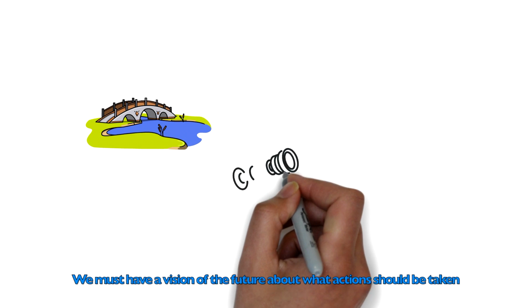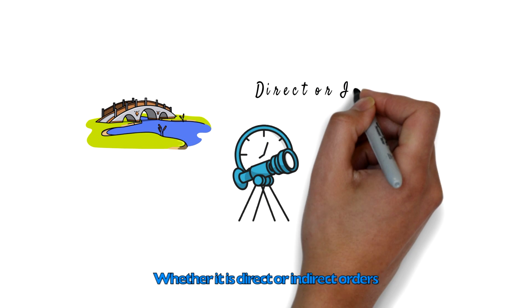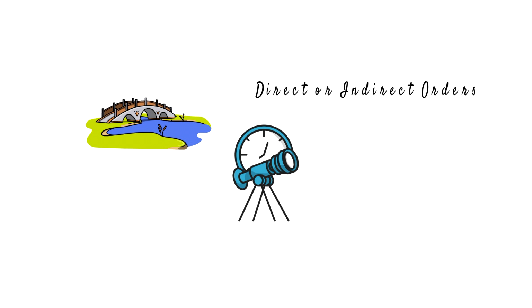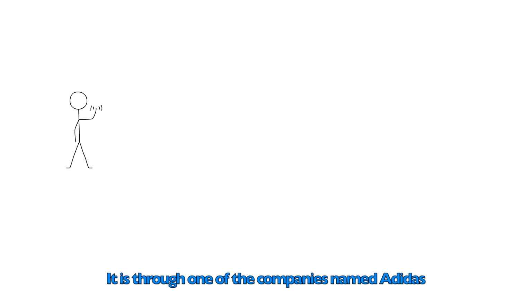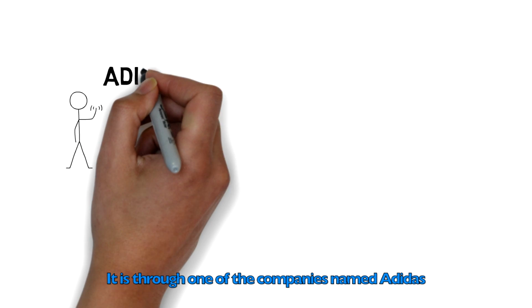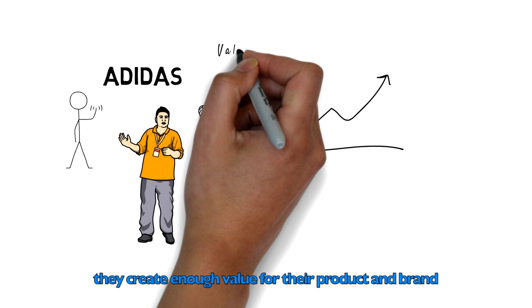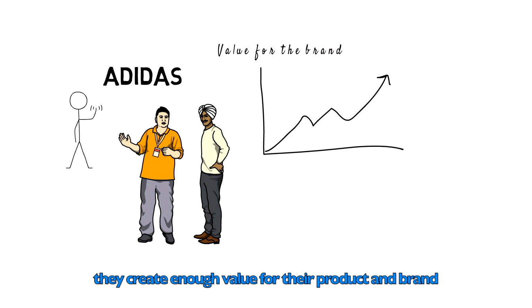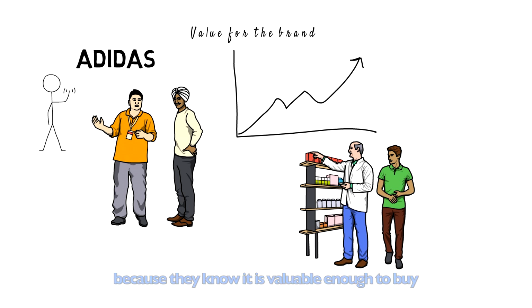We must have a vision of the future about what action should be taken, whether it is direct or indirect orders. We must give directions. You can pick the example of pull direction. It is true, one of the companies is Adidas. Rather than trying to reach out to the consumer to buy the product, they created enough value for their products and brand. The customers come to buy their product themselves because they know it is valuable enough to buy.